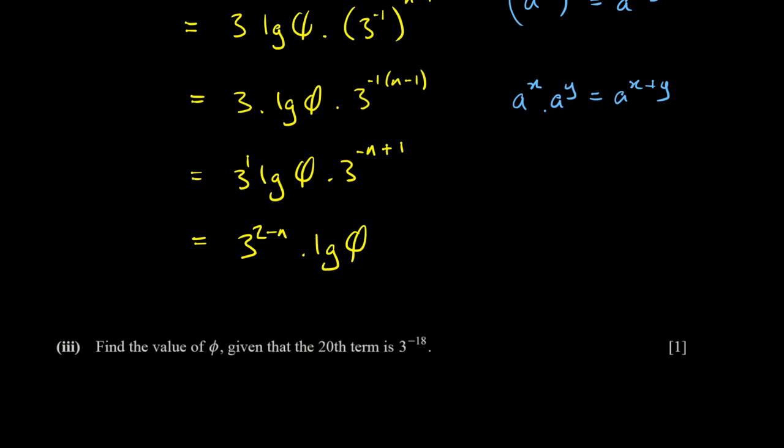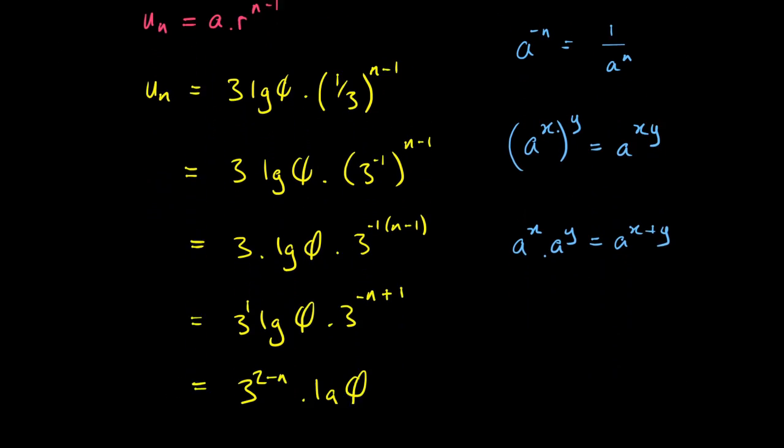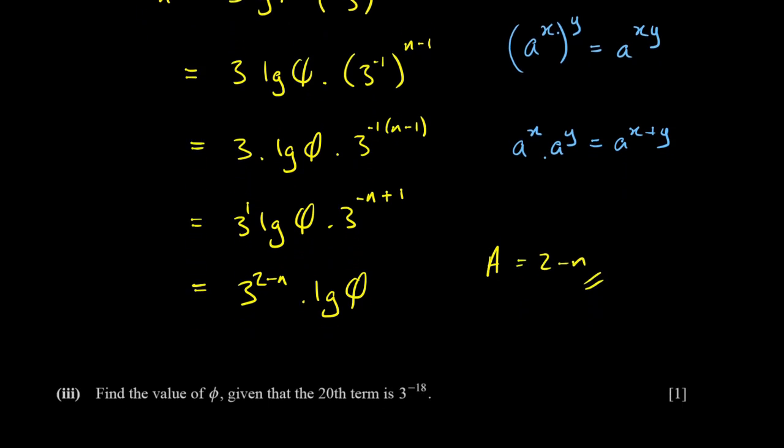So I think we've satisfied the question because our a here, the function of n, is 2 minus n, right? So we can write a is equal to 2 minus n. Okay.